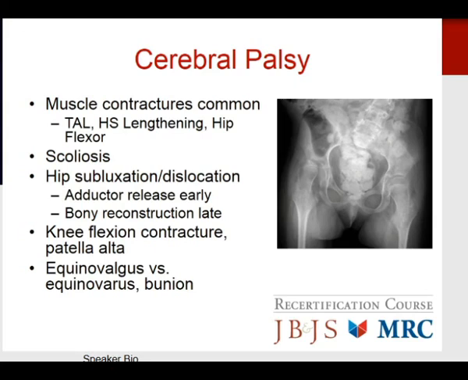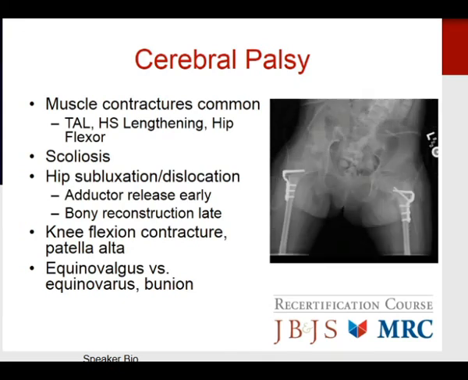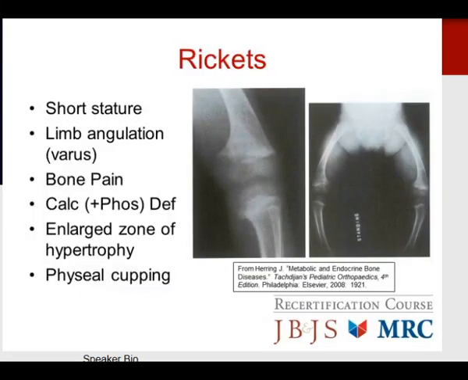Hip subluxation dislocation is also very common. You want to be aggressive and treat the hip at risk with adductor releases, but late hip subluxation or dislocation requires a bony reconstruction. Foot deformities are also very common, including equinovalgus and equinovarus. Hallux valgus, or a bunion, is treated with fusion, not with soft tissue releases, as might be done in an adult patient.